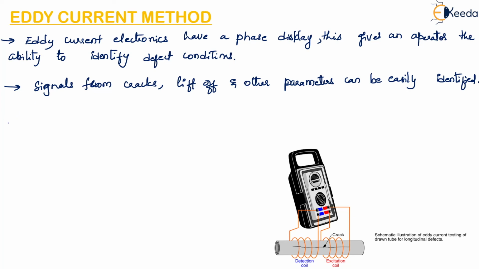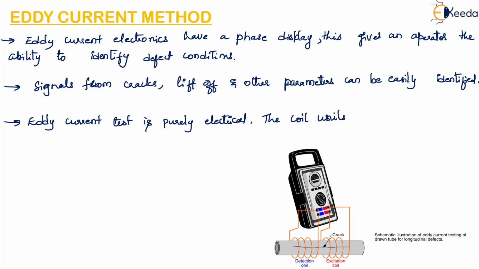So eddy current test is purely electrical. So the coil unit need not contact the product surface and this technique can be easily automated. So the coil units need not contact the product surface and so it can be easily automated.